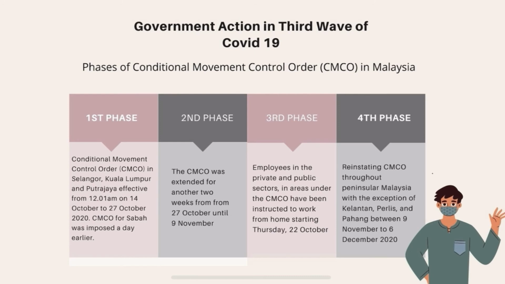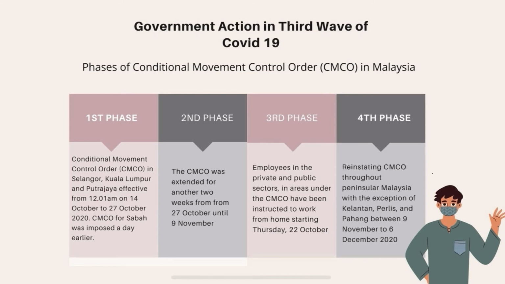Second phase, CMCO was extended for another 2 weeks from 27 October until 9 November. Third phase, employees in the private and public sectors at the management and supervisory levels in areas under the Conditional Movement Control Order, which are Kuala Lumpur, Putrajaya, Selangor, Labuan and Sabah, have been instructed to work from home starting Thursday, 22 October.